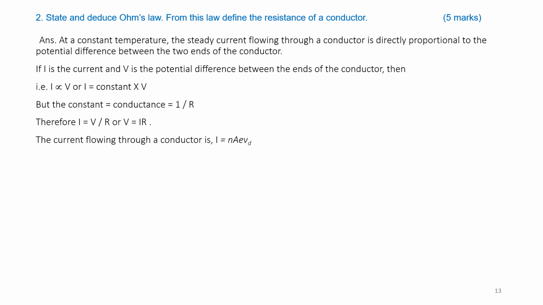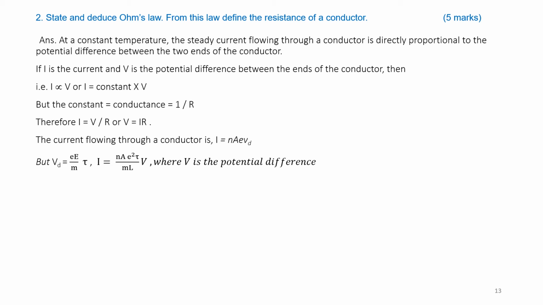The current flowing through a conductor is I is equal to n A e Vd. As seen in the previous problem number 1, current flowing through a conductor is given by the equation I is equal to n A e Vd, where I is the current, n is the number of electrons, A is the cross-sectional area, small e is the charge, and Vd is the drift velocity. But we know drift velocity is equal to charge into electric field divided by m into tau. Therefore, substituting the values, n into A as it is.